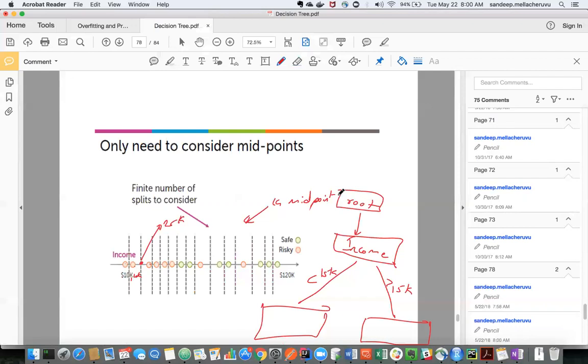Are you clear how to find the threshold split for real numbers or continuous data? Yes, Sandeep. Vijay, are you clear? And Zahir? Yes, Sandeep. Okay.